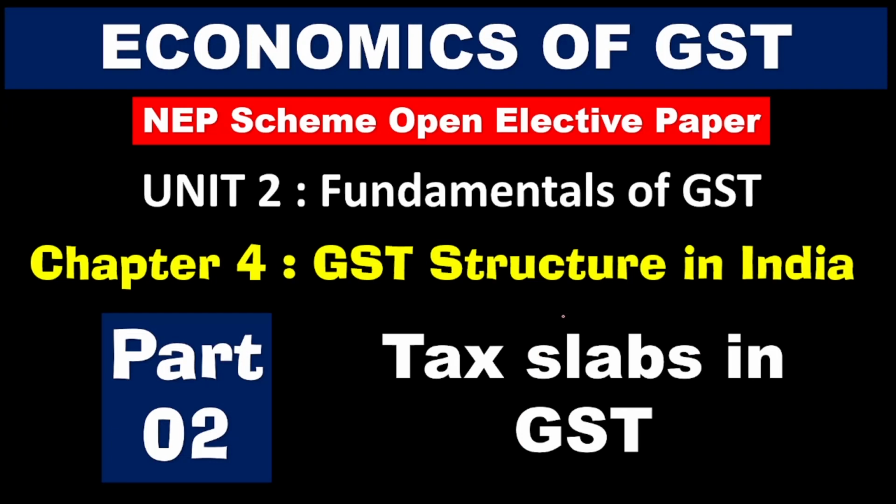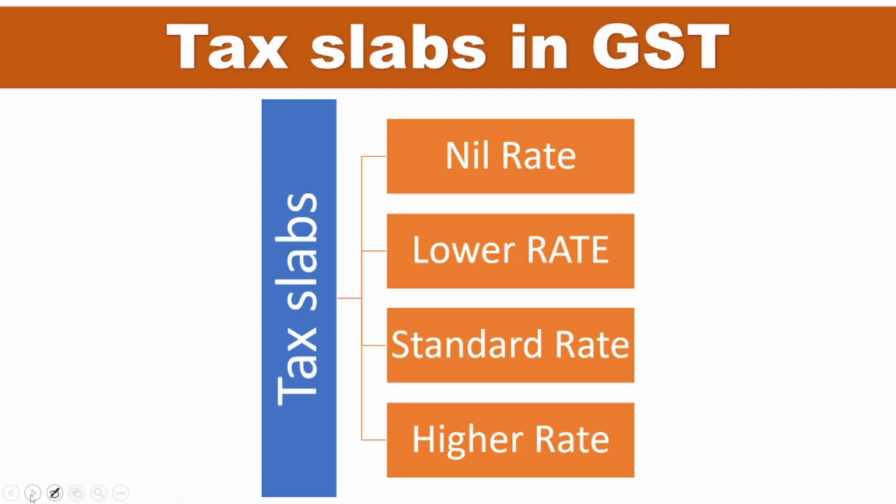In the last video we discussed the introduction to the GST structure in India. I told you that in this video we will be discussing the tax slabs, the different slabs in the GST tax structure. We have four types of tax structure: nil rate, lower rate, standard rate and higher rate. So we have four types of tax slabs.